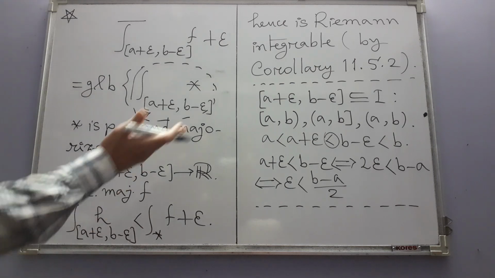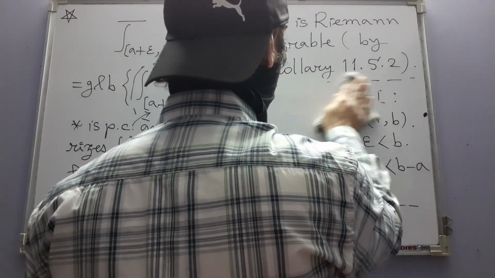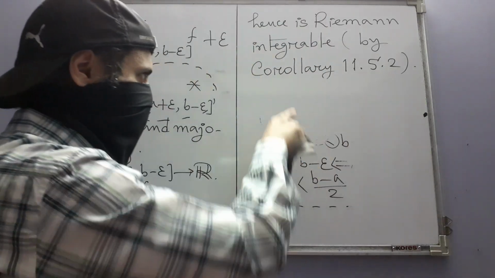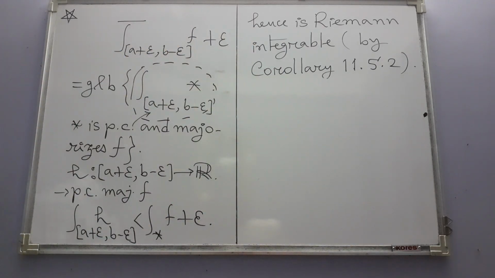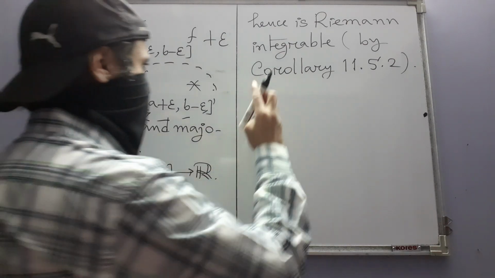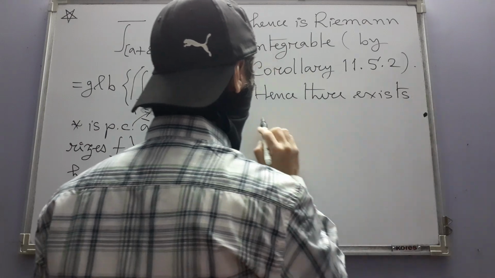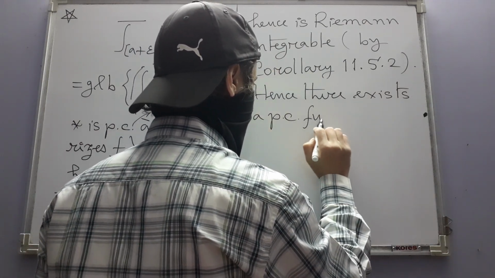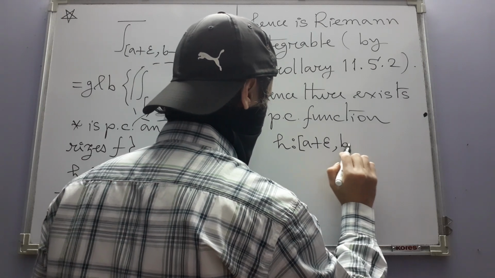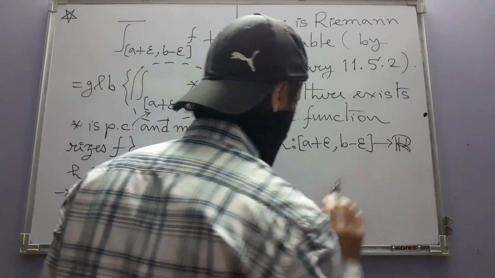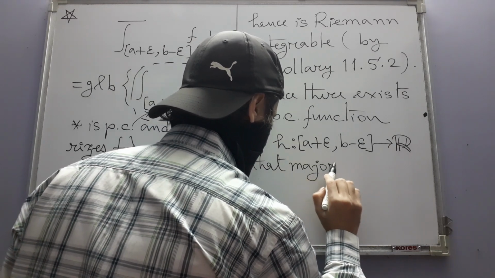Okay, so this was the rough work. So now we are going to write that. And in fact, because the actual proof kind of stopped there, we can write from here. Okay, now, because f on this interval is Riemann integrable by that corollary, hence there exists a piecewise constant function h which is like this, that majorizes f.